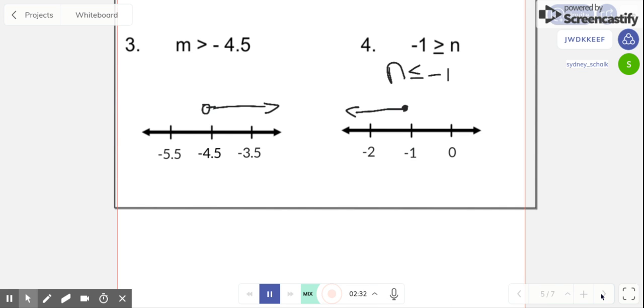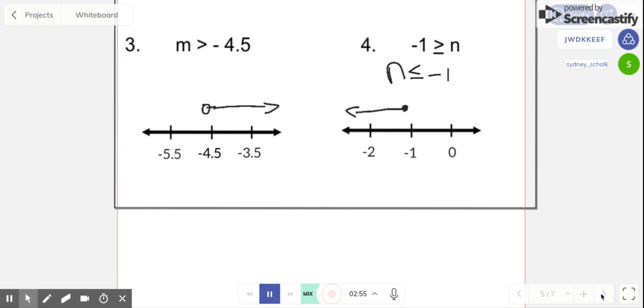All right, here we have number 3 and 4. Number 3 says m is greater than negative 4.5. So of course, since we only have that greater than and not greater than or equal to sign, it's not including that negative 4.5. So we have an open circle. Now we're saying m is anything greater than negative 4.5. So we show the arrow going to the right.